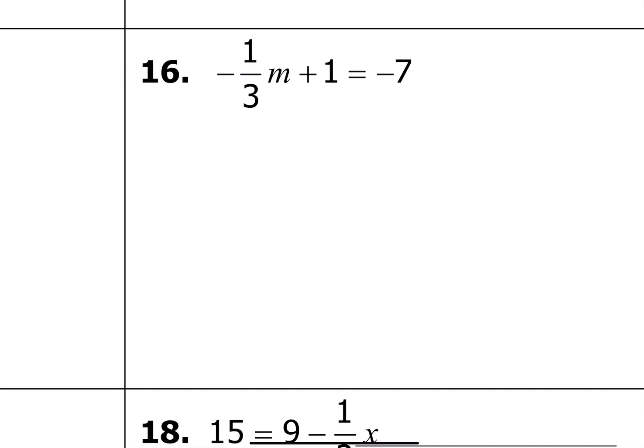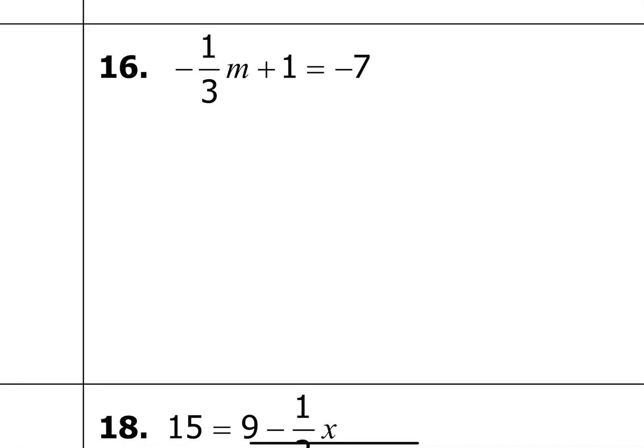So we're going to see this in 16, but we're not going to deal with that yet. We're going to start with the coefficient. If there's a coefficient, not a coefficient, the constant. If there's a constant, we get rid of that first. It's a positive 1, so I'm going to subtract 1 from each side.